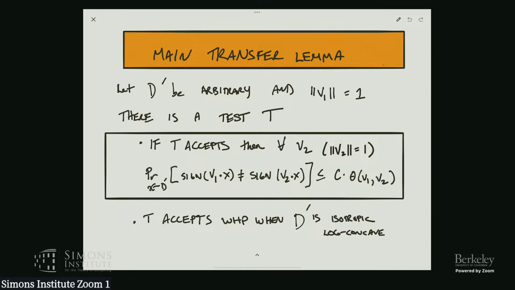But the main transfer lemma that we have is that, assume that you again have this arbitrary test set and you have some candidate hypothesis V1, you need to construct a test such that if the test accepts, then for every single unit direction V2 in R^d, the probability that sign of V1 does not equal sign of V2 is bounded at most by some constant times their angle. So you have to prove some geometric lemma about all directions related to the initial classifier that you get. And we can show that these tests accept when D prime is log concave.